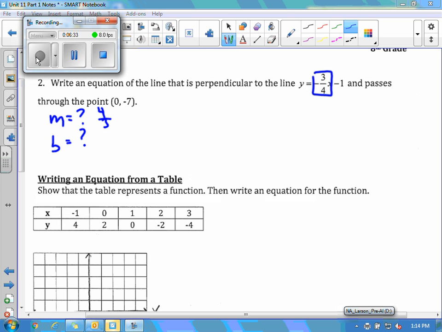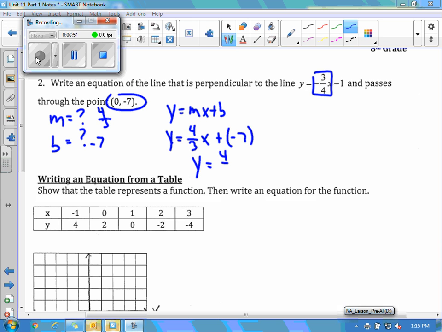Then we need to figure out what the y-intercept is going to be. It says that the line passes through (0, negative 7), so I know my y-intercept is negative 7. So putting this in slope-intercept form, I'll have y equals 4/3 x plus negative 7, or I can rewrite that as y equals 4/3 x minus 7.